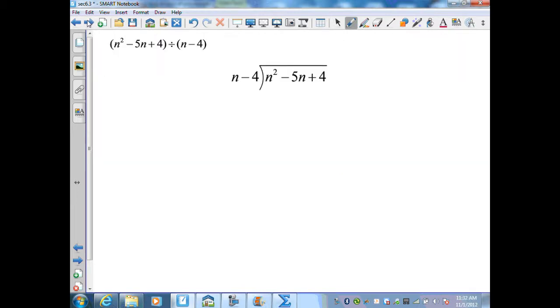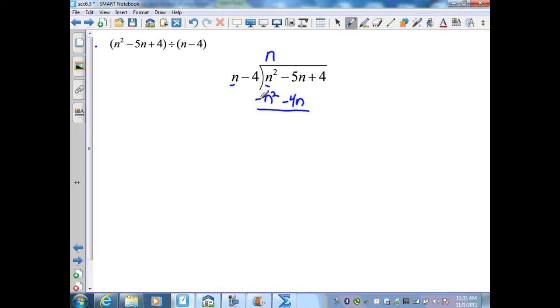Let's take a look at another example. Here, I want to divide again a polynomial by a binomial. Again, this is in descending order. I must check that, n squared, n, and a number. So I set it up just like my numerical example. Again, I want to check first term to first term only. N times what gives me n squared? That would be n. Now I distribute. N times n is n squared. And n times a negative 4 is a negative 4n.